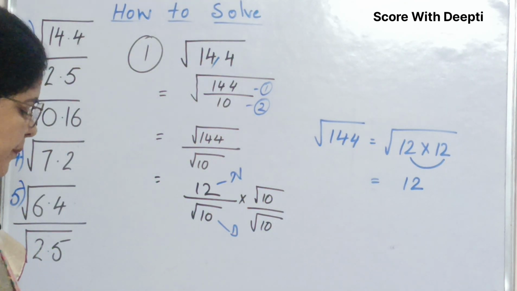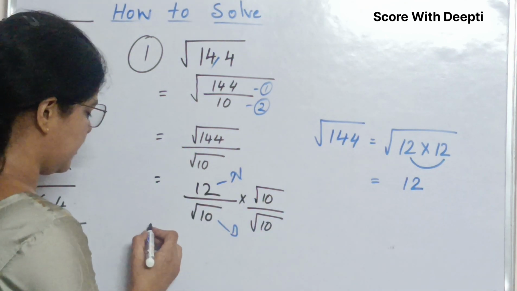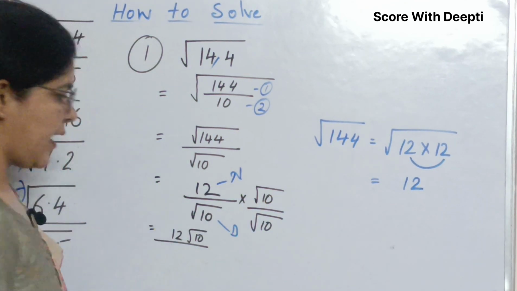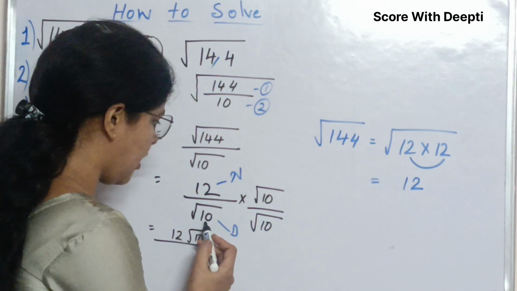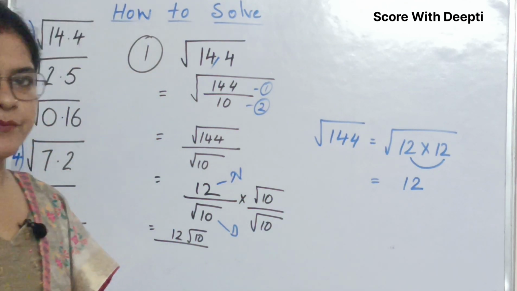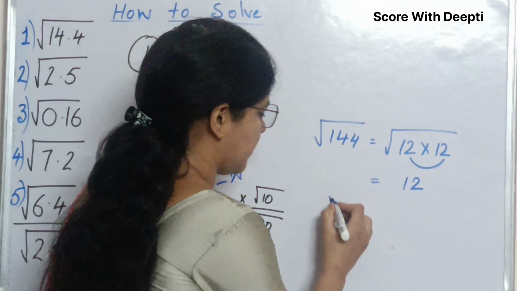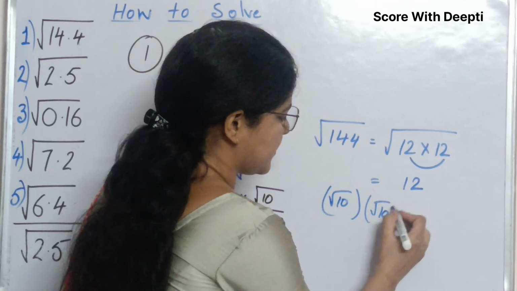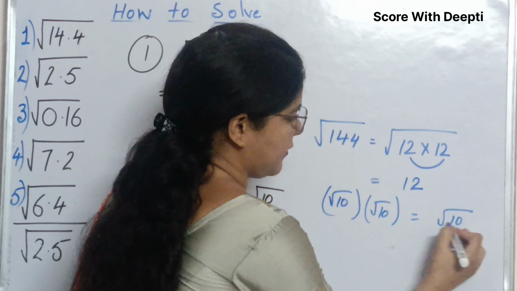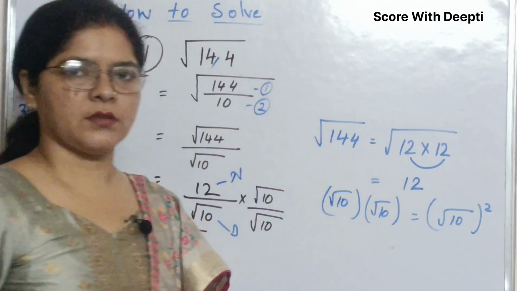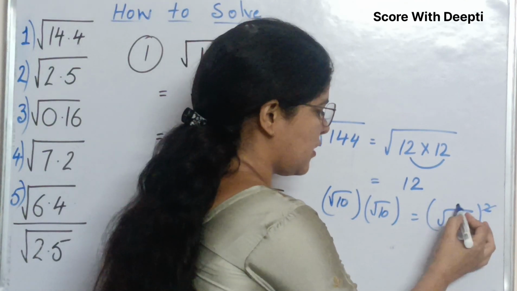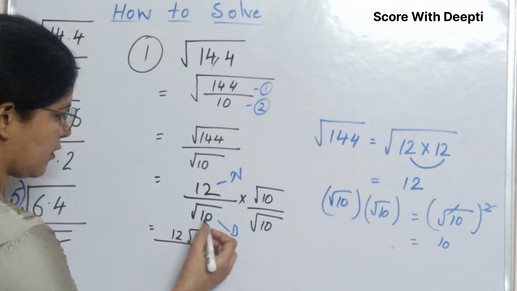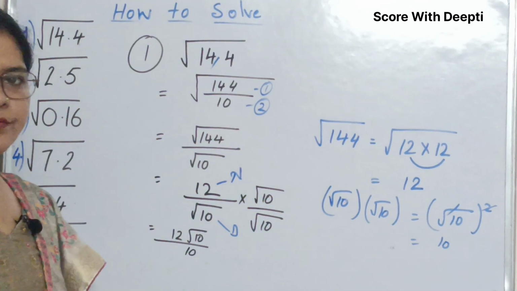So our next step, we multiply 12 with square root 10. We write this as it is. And in the denominator, square root 10 comes two times. When square root 10 comes two times, we write it as square root 10 whole square. So the square cancels with the square root and we get 10. Now in the denominator, we write only 10.